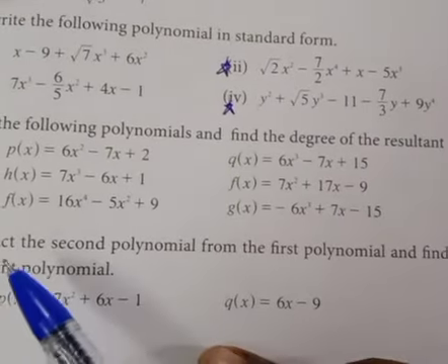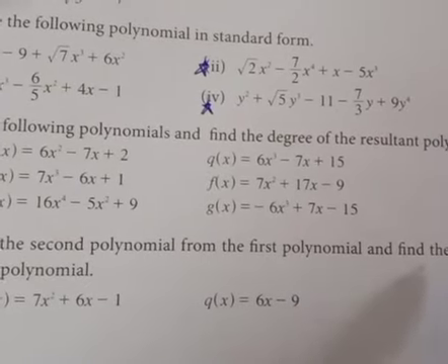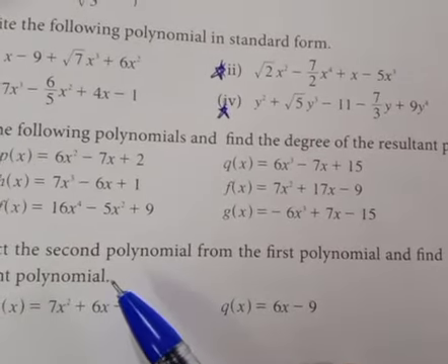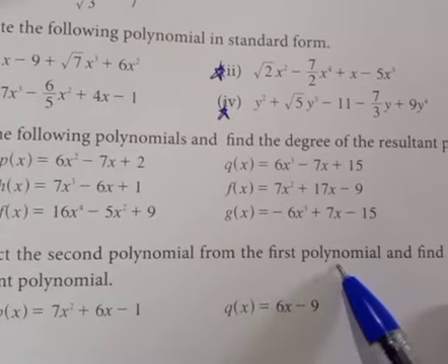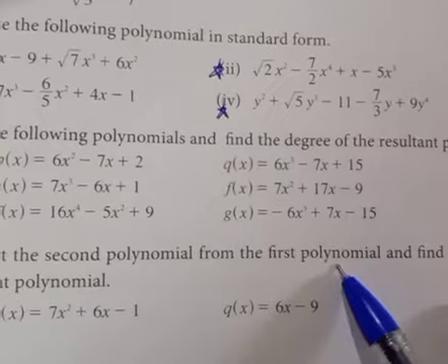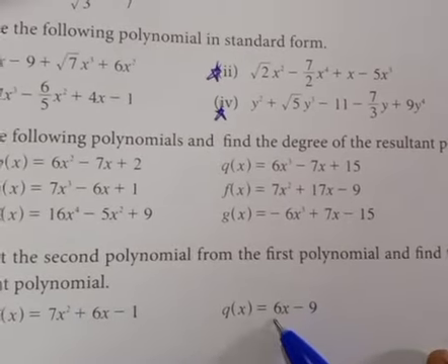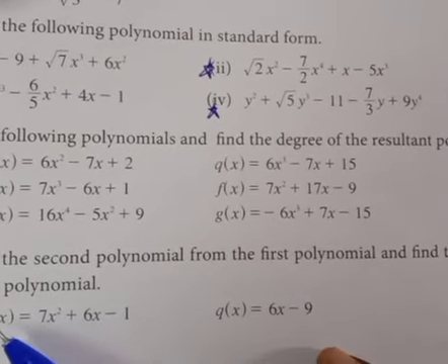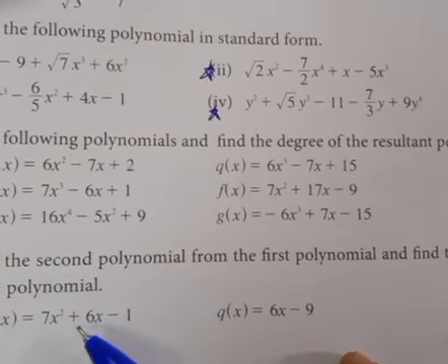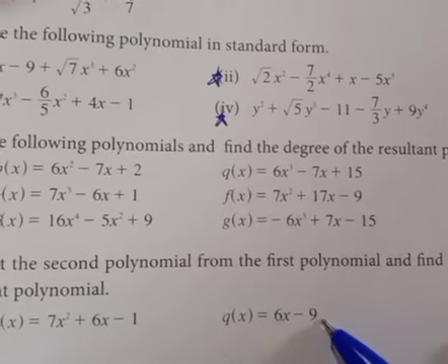Listen students, sixth problem. Subtract the second polynomial from the first polynomial and find the degree of the resultant polynomial. You have to subtract the second polynomial from the first polynomial. What is the meaning of this? First polynomial minus second polynomial. The second polynomial is subtracted from the first polynomial. That is, p of x is equal to 7x square plus 6x minus 1. Q of x is equal to 6x minus 9.